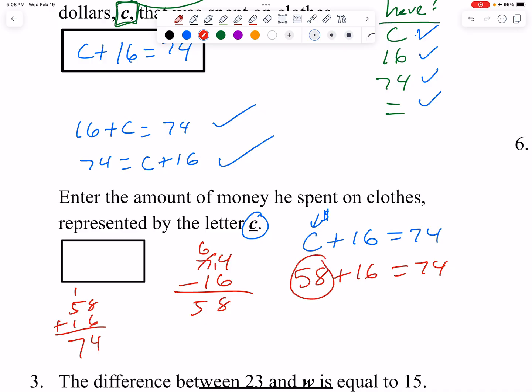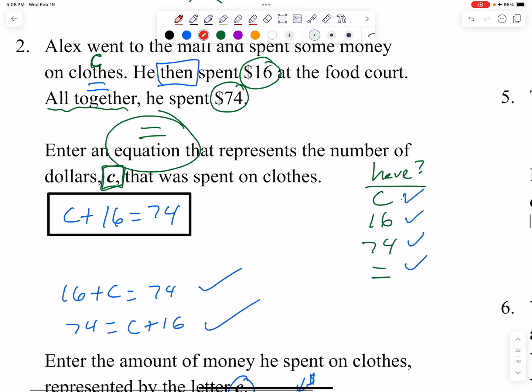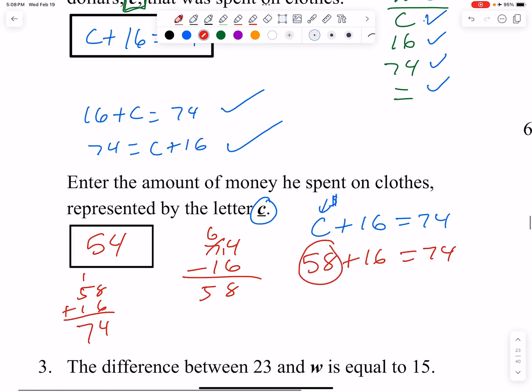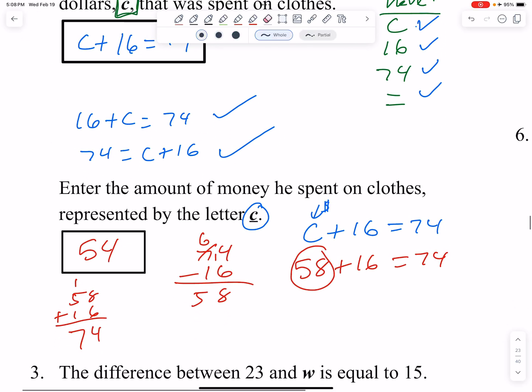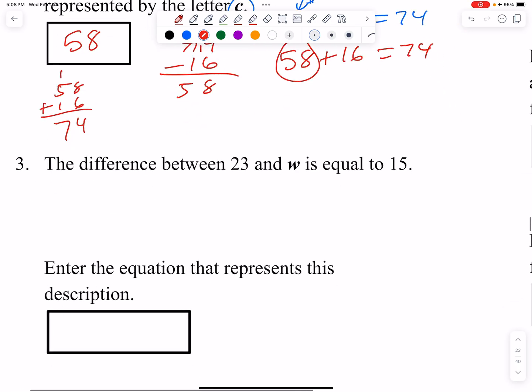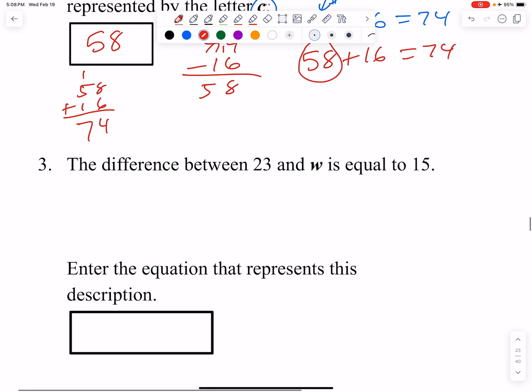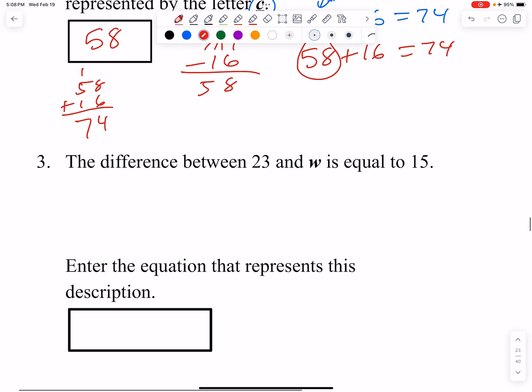Yes. So this person, does it say who? Alex spent 50. No, see, I even wrote it wrong. Wow. Another simple mistake for us. So Alex spent $58 on clothes and then $16 at the food court for a total of 74. Okay, that makes sense. The difference between 23 and W is equal to 15.